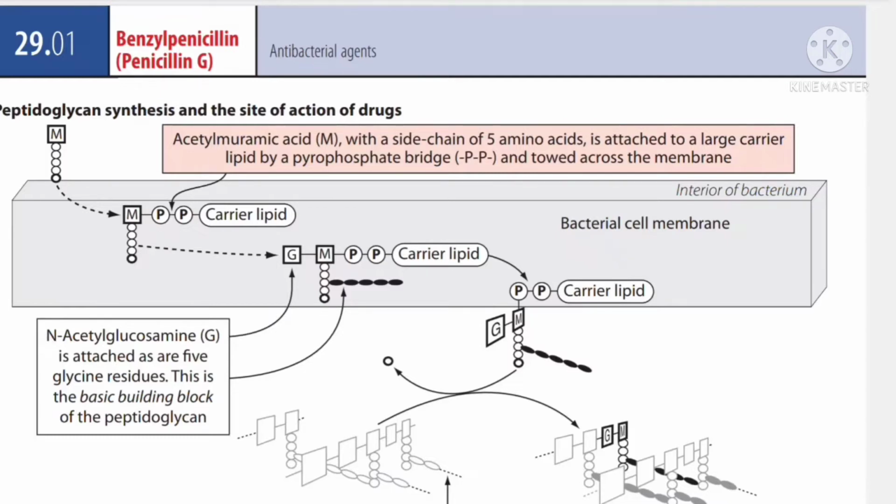So here you can see N-acetylmuramic acid M with the side chain of 5 amino acids is attached to a larger carrier lipid by the pyrophosphate bridge and towed across the membrane. And in the left hand side below you can see the box. N-acetylglucosamine G is attached as our 5-glycine residue. This is the basic building block of the peptidoglycan. So benzyl penicillin basically inhibits this step, so ultimately the peptidoglycan synthesis is inhibited.